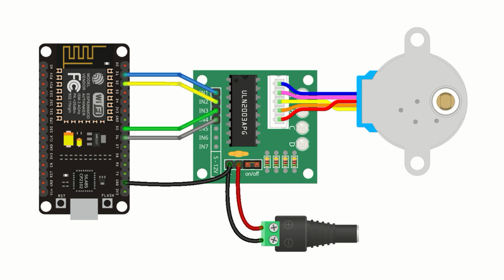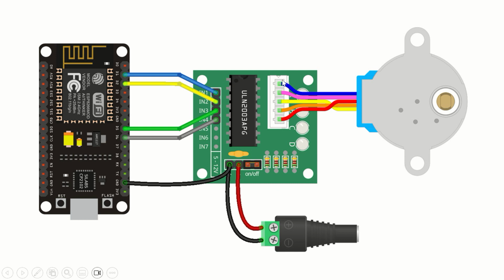So 50 times this loop has to be completed. Then 50 into 4, 200 steps. If you give that, then the motor will rotate one complete revolution. The same pattern, if you reverse it, what does that mean?